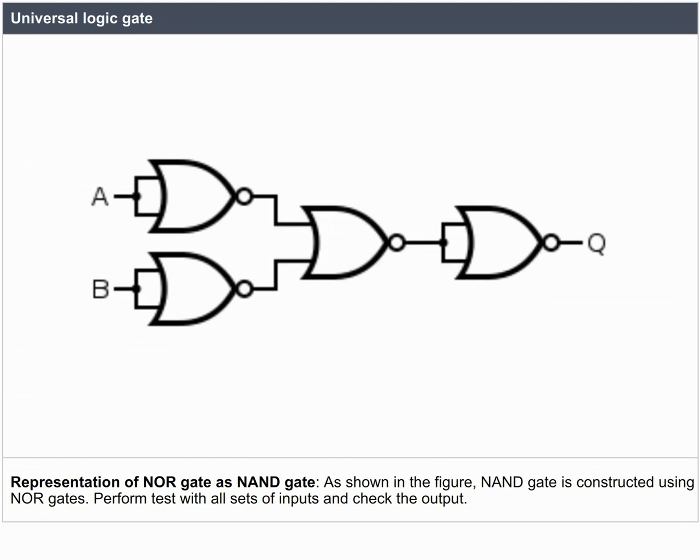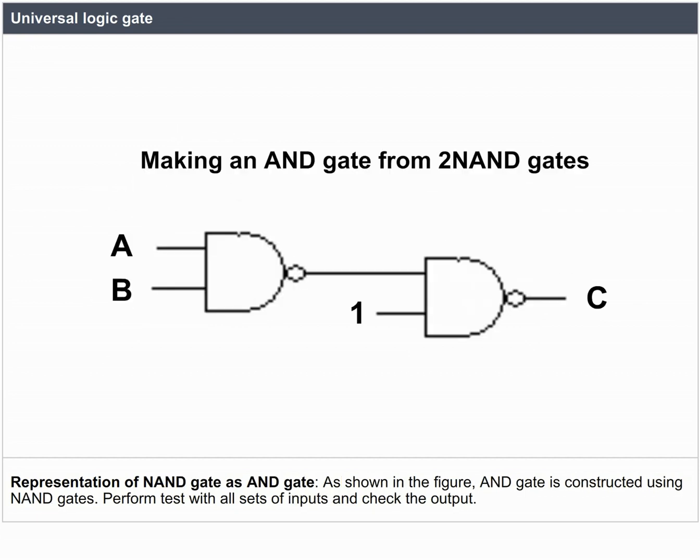Representation of NOR gate as NAND gate. As shown in the figure, NAND gate is constructed using NOR gates. Perform tests with all sets of inputs and check the output. Representation of NAND gate as AND gate. As shown in the figure, AND gate is constructed using NAND gates. Perform tests with all sets of inputs and check the output.